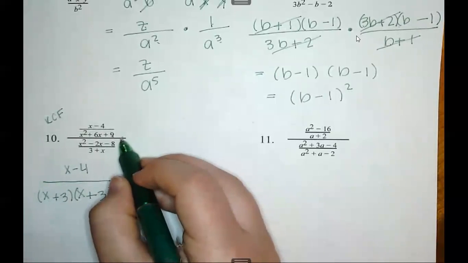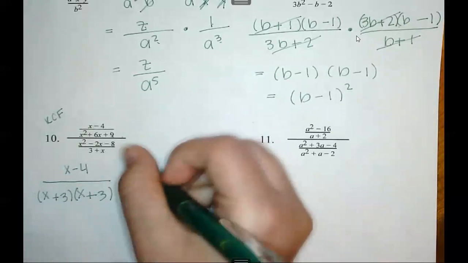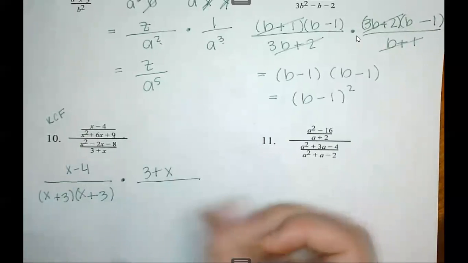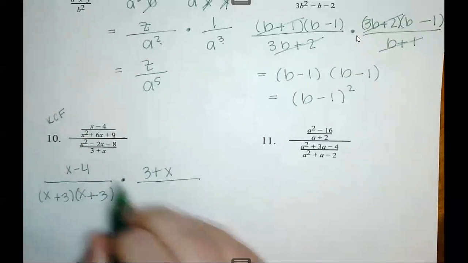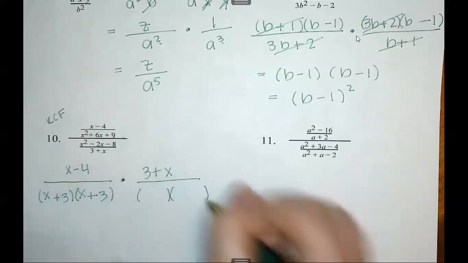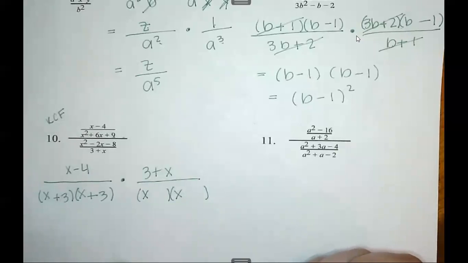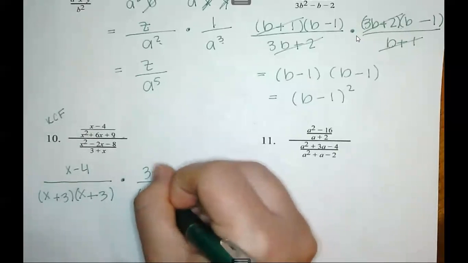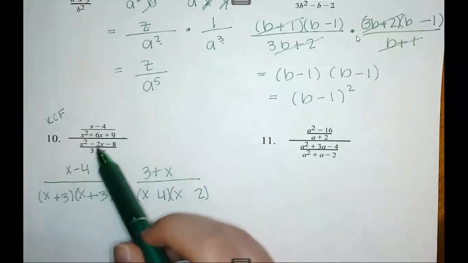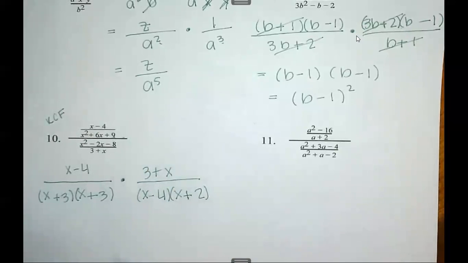All right, change from division to multiplication. And then we're going to flip this bottom fraction over. So then I would have 3 plus x in the top over, in the bottom, we'd have x squared minus 2x minus 8. Again, I'm just going to go ahead and factor that. So x and x, something that multiplies to give me 8. So I'm going to use 4 and 2. And I need it to add to give me -2. So the 4 must be negative, 2 must be positive.